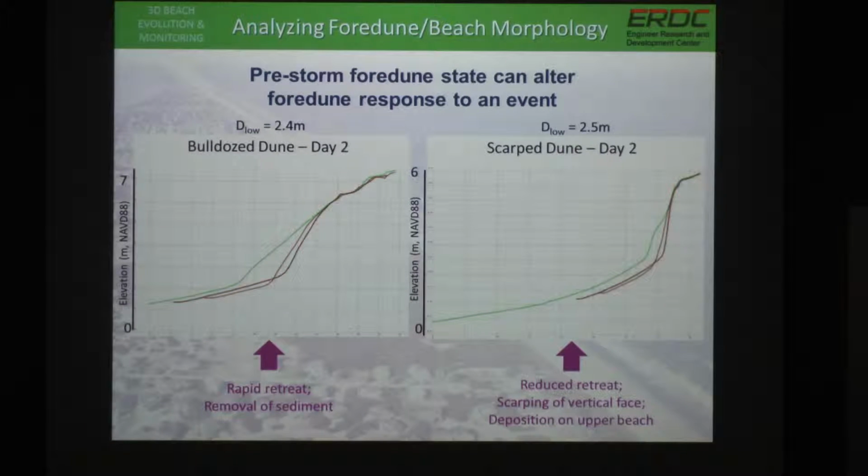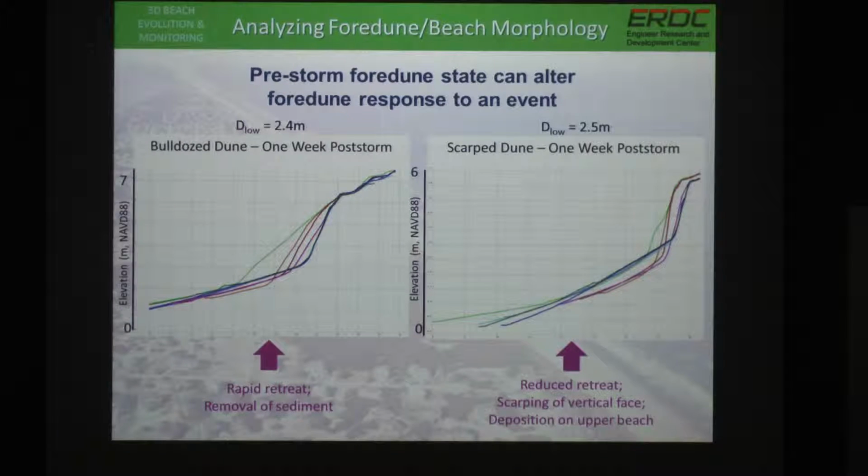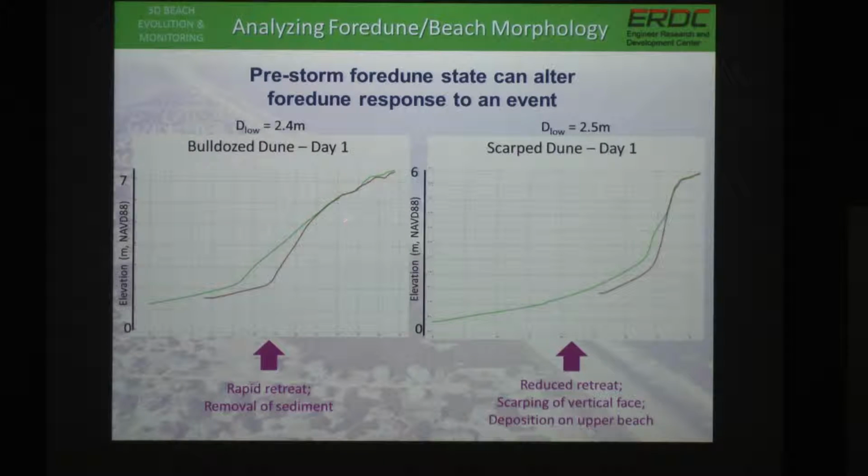Okay, good, it's playing. So what we have here, and this is from that same nor'easter in March, is the daily data that we extracted out of our terrestrial LiDAR. And this dune on the right here is an example of one of those bulldoze dunes, and I apologize, the scale of these 2 plots is not the same, which makes this a little bit confusing. But the D-low elevation for this dune, the elevation at the toe of the dune, is 2.4 meters, and this one was a little bit higher, 2.5 meters, but pretty similar in terms of what that D-low elevation was. And they had very different responses.